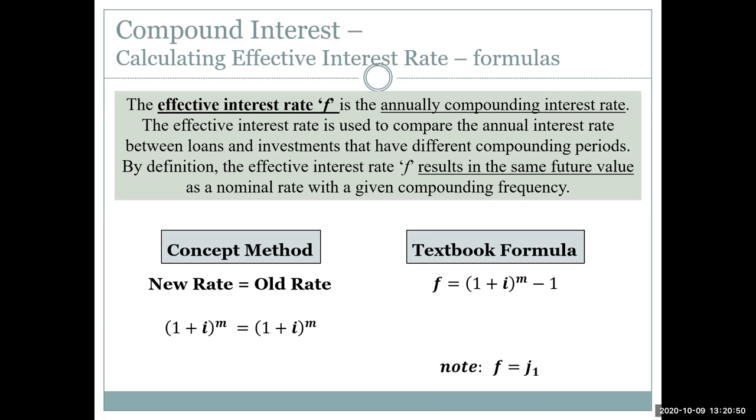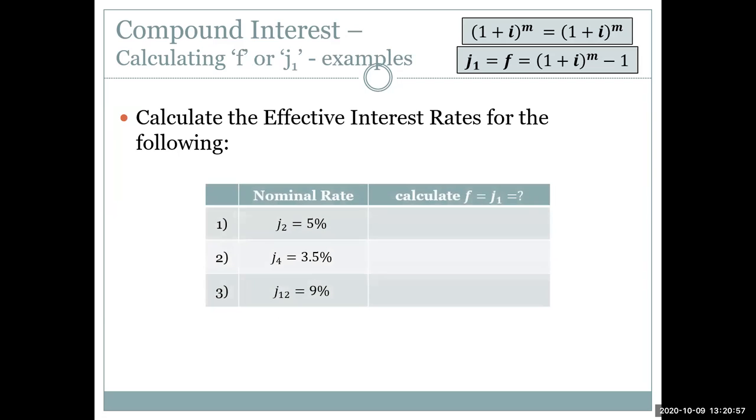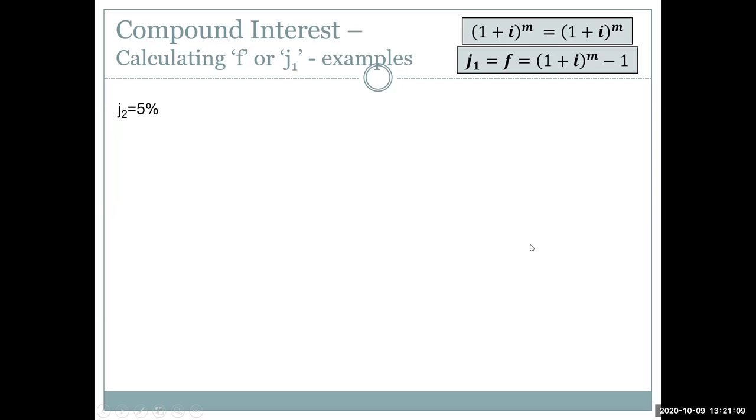We're going to look through three examples. We want to calculate the effective rate for these examples. Remember, we have two methods, and we will do both methods for each of them. F can also be written as J1. So let's try our first example. We have a semi-annually compounded rate of 5%.